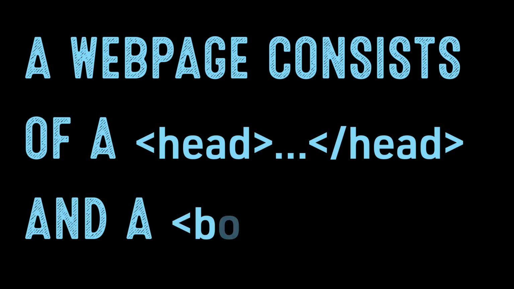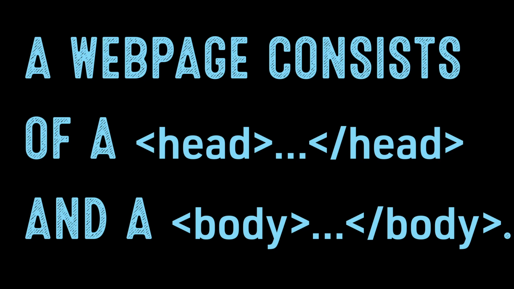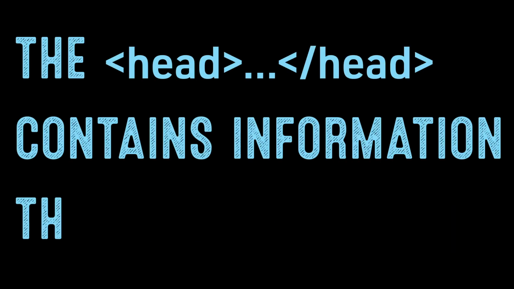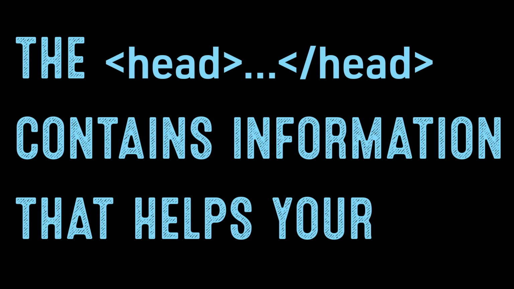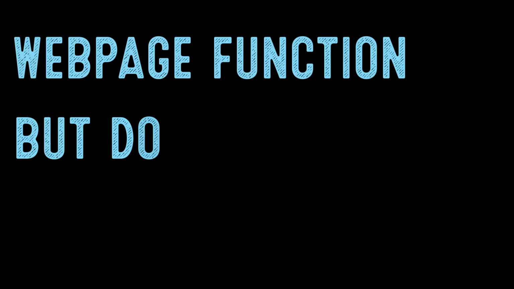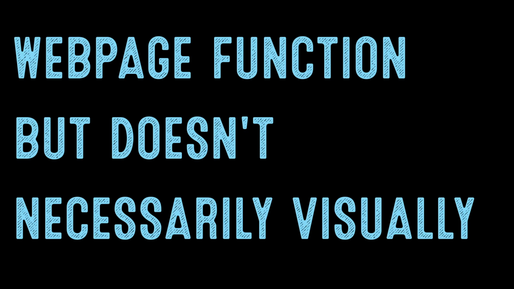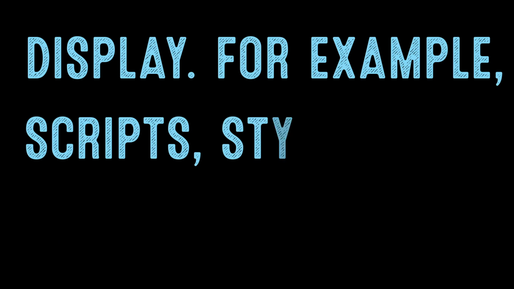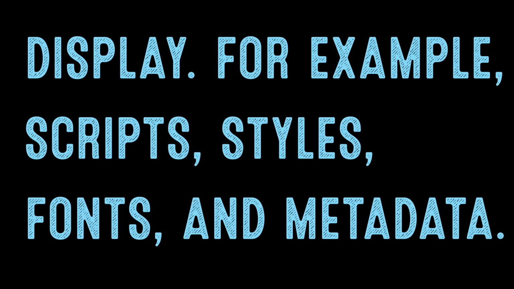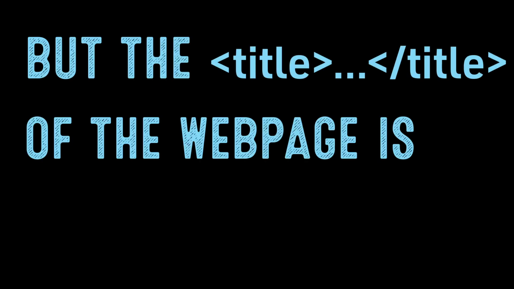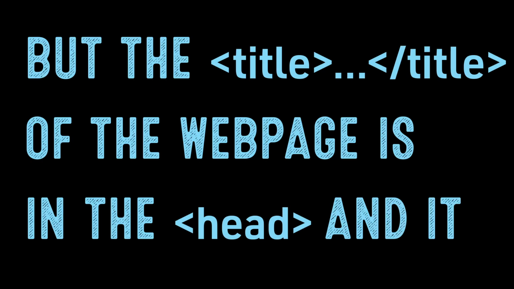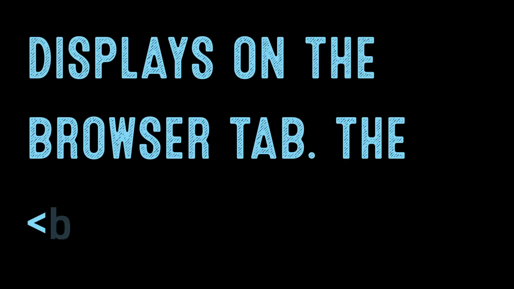The Daily Code Snippet. A web page consists of a head and a body. The head contains information that helps your web page function but doesn't necessarily visually display. For example, any scripts, styles, fonts, and metadata. But the title of the web page is in the head and it displays on the browser tab.